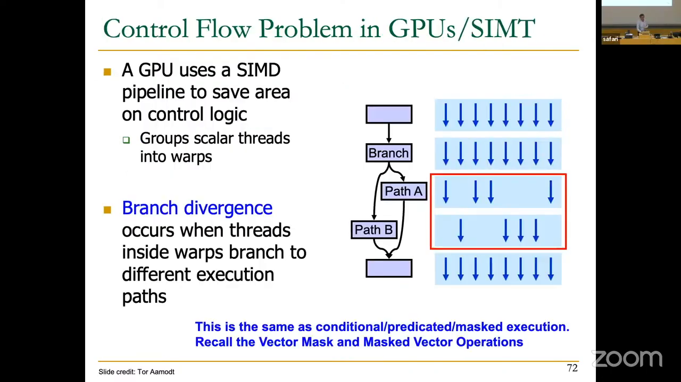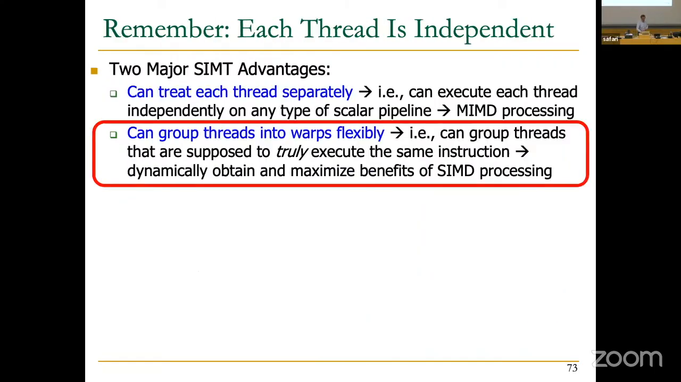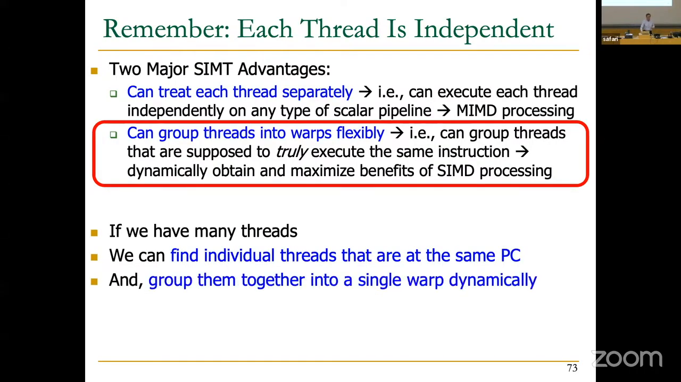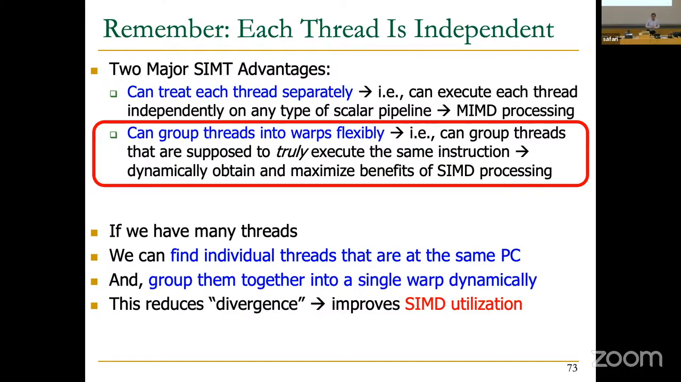Okay, let's talk about what else we can do over here. Now, take a look at this picture. This picture is showing a small number of threads, 8 threads. Now, imagine that you actually have millions of threads. You have millions of warps over here. What a GPU can do is examine which ones are at which program counter and merge the different threads to populate the warps as much as possible, where the masks are all 1, right? That's the idea. And existing GPUs do that. So if you have many threads, you can find individual threads that are at the same PC. You need some hardware support to do that, and group them together into a single warp dynamically. This reduces divergence. In other words, it improves SIMD utilization.